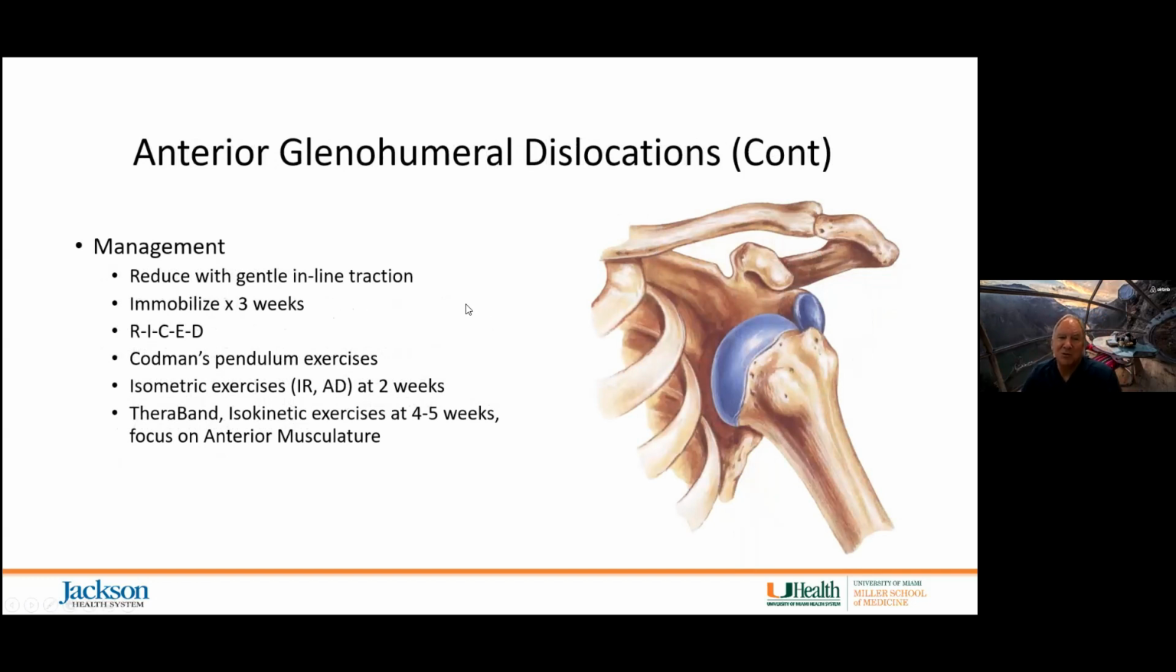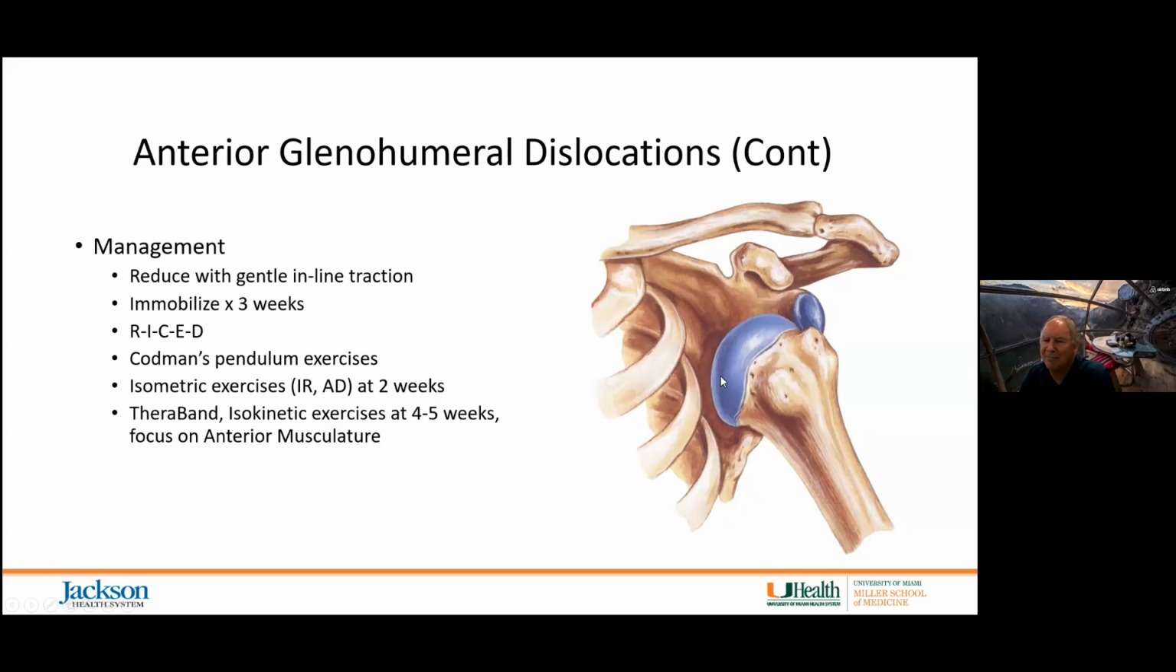So management, once you get it reduced, is to immobilize for approximately 3 weeks, provide rest, ice compression. It's hard to elevate the shoulder, don't try, and then drugs as necessary. Codman's pendulum exercises begin slowly and with small circles. Then you're going to progress to isometric exercises, particularly strengthening the internal rotator muscles and the adductors at about 2 weeks. Moving on to TheraBand exercises, isokinetic exercises at 4 to 5 weeks, focusing on the anterior musculature.